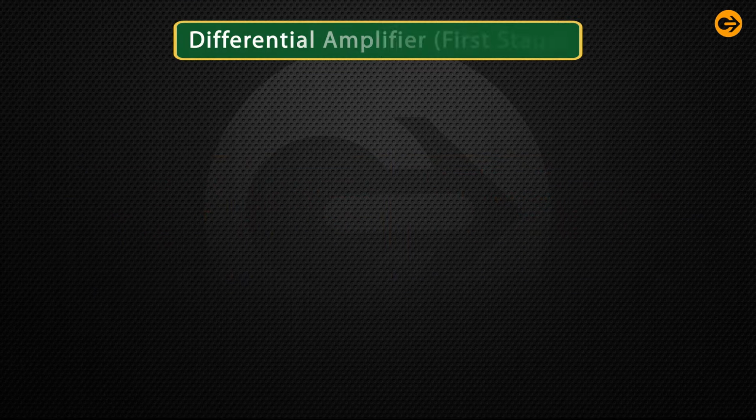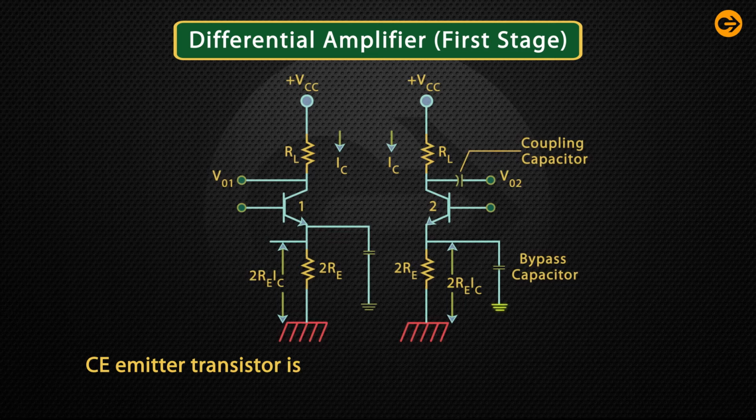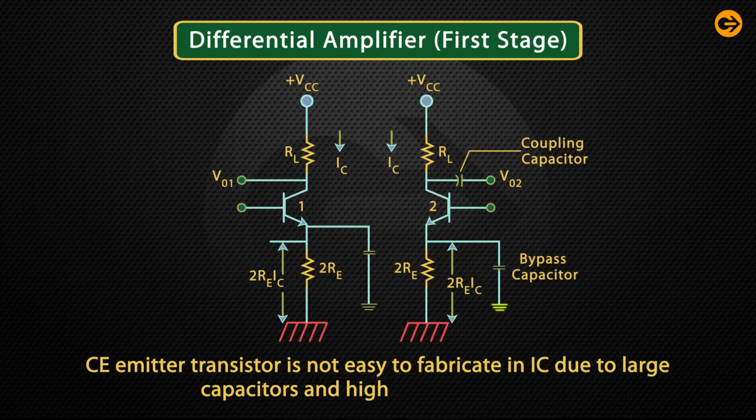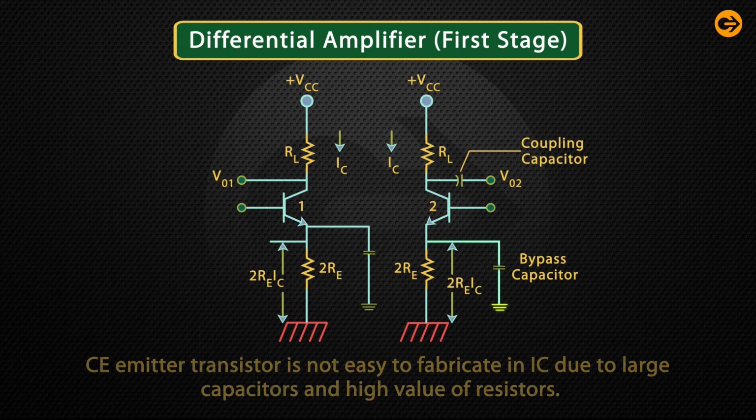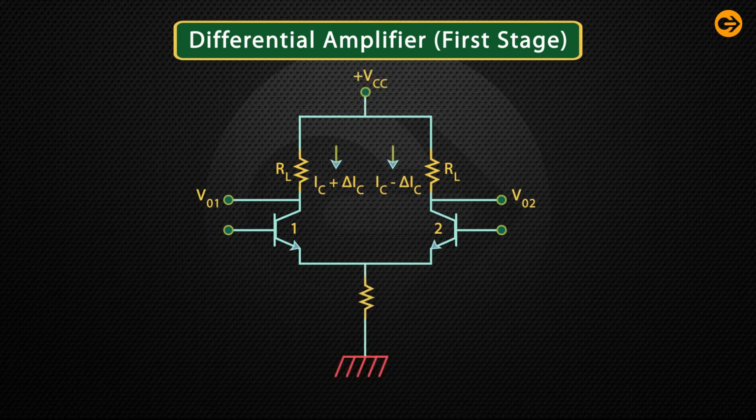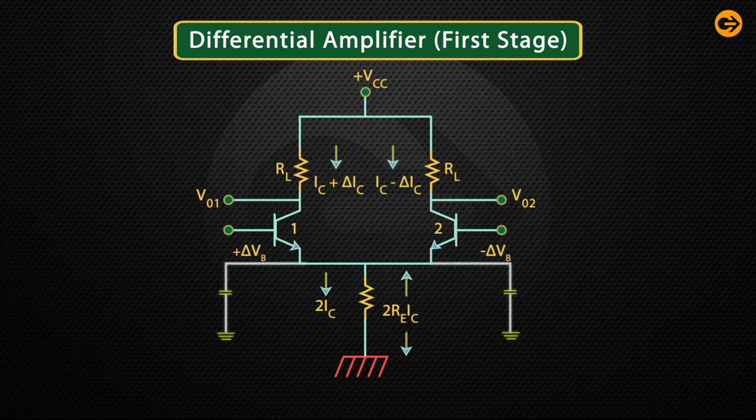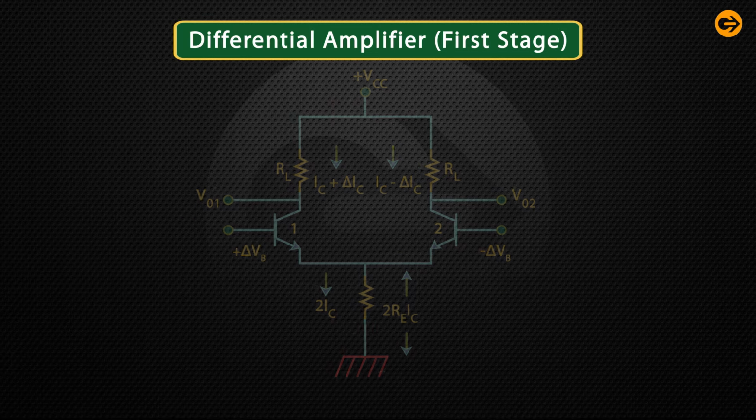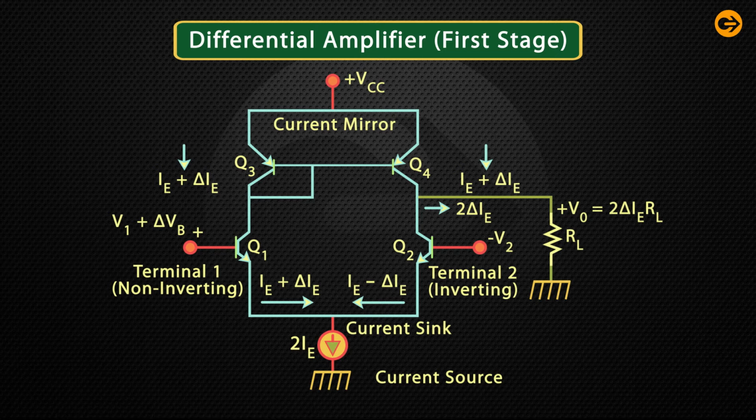First stage. We know that the CE transistor is not easy to fabricate in IC due to large capacitors and high value of resistors. The differential amplifier satisfies the criteria for fabrication with no need for bypass and coupling capacitors and with constant current sources. So this circuit is the basic block for IC amplifiers.